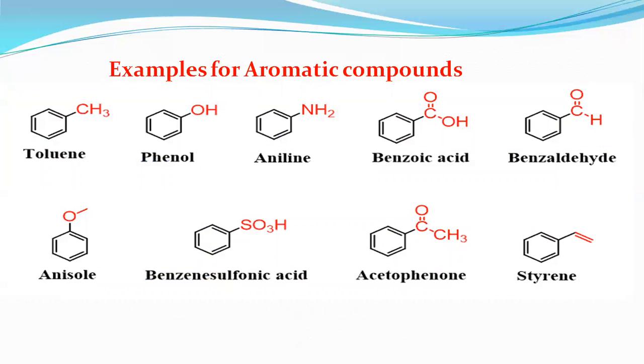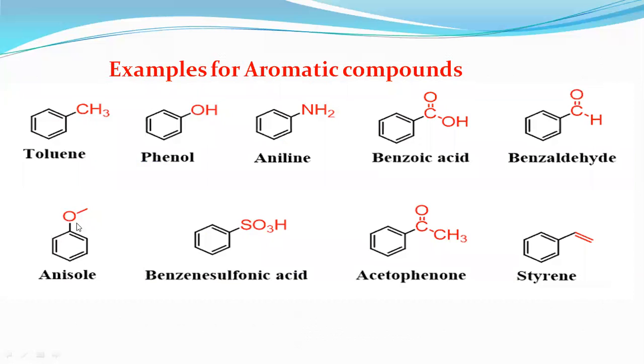And some more examples for the aromatic compounds. This is the example of toluene. Toluene contains a CH3 group with the benzene ring, so this is an alkyl benzene structure. Phenol contains an OH group, the aromatic hydroxy or phenolic OH group. Aniline contains NH2 as a functional group. For benzoic acid, C6H5 C double bond OH, the COOH is the functional group. Benzaldehyde contains CHO as a functional group.